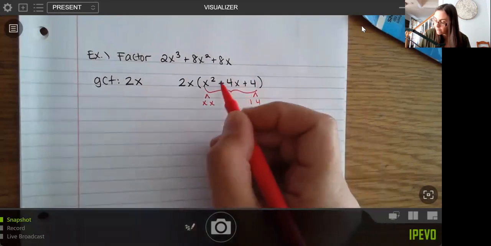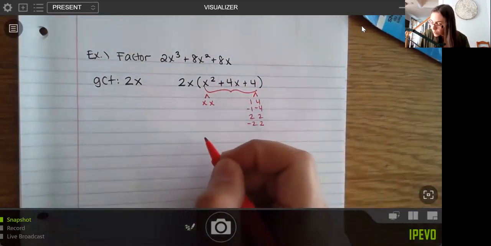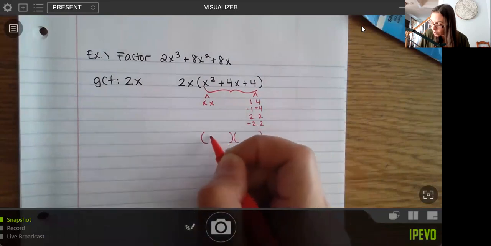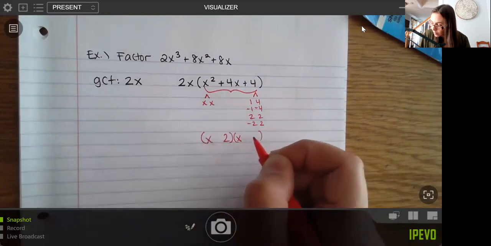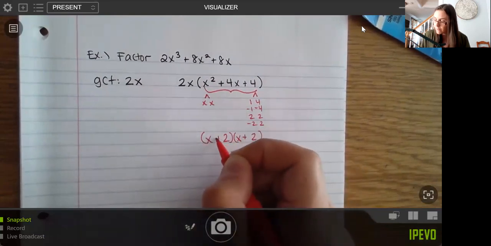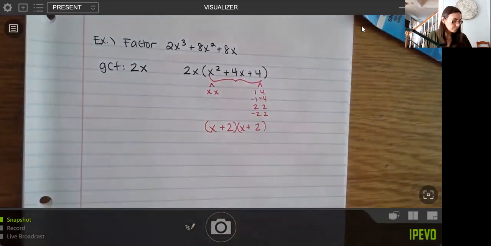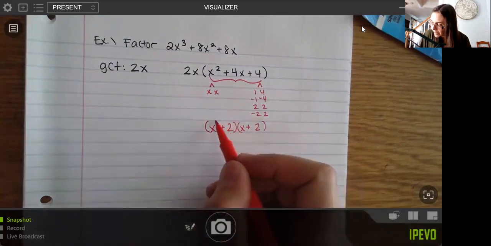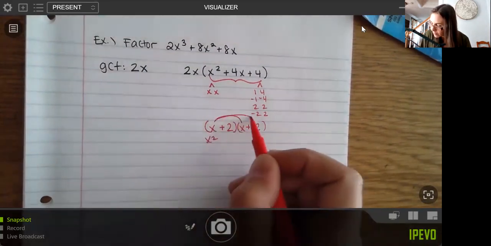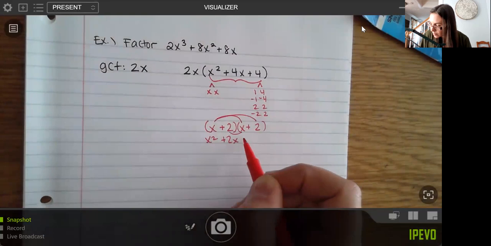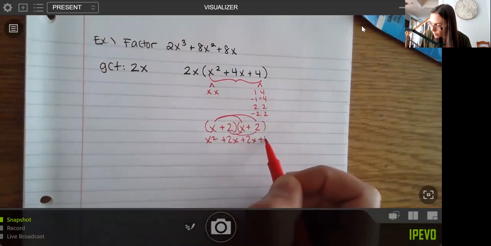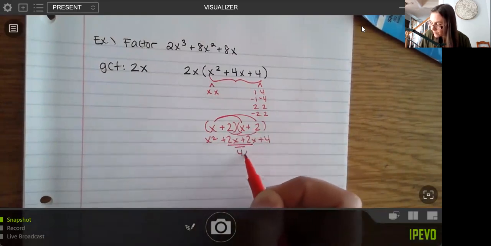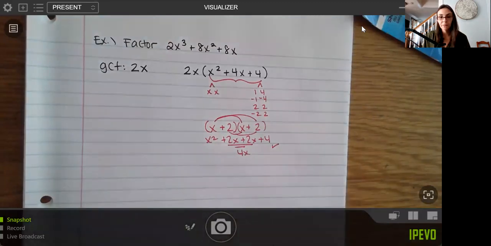And then I want to get that 4 in the middle. So again, I'm doing trial and error. You can try this at home. And the one that's going to work there is x plus 2, x plus 2. If I go and multiply it out, I get x squared plus 2x plus 2x plus 4. So you get that 4x in the middle, and that would be the factorization.